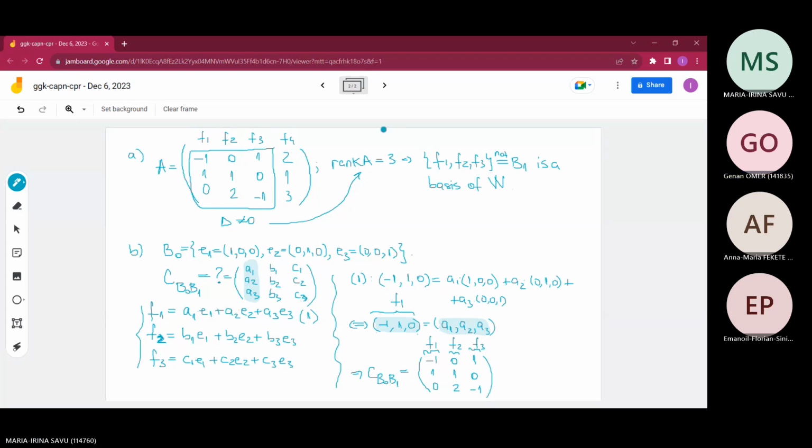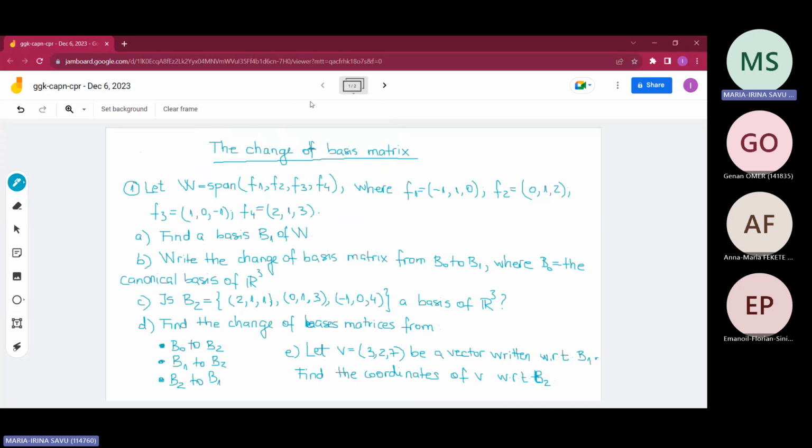Yes. Very well. Let's move to point C. Is B2 a basis of R3? Check this. Okay, so I'll give you 2 minutes to check that B2 is a basis of R3.